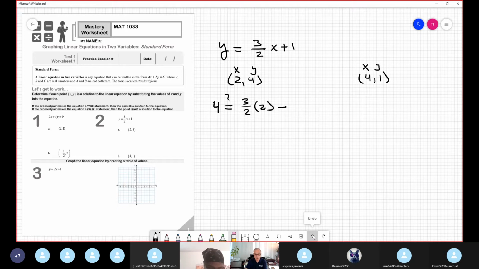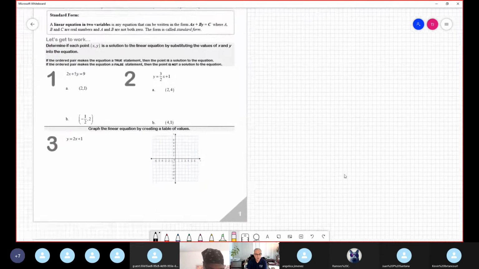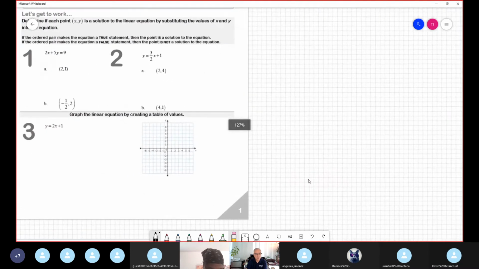Okay, now let's practice a little bit of graphing. Now we are doing the graph. Graph of what? Of this. Look at that. Y equals 2x plus 1.